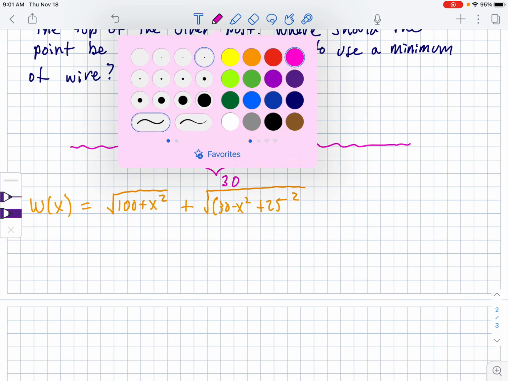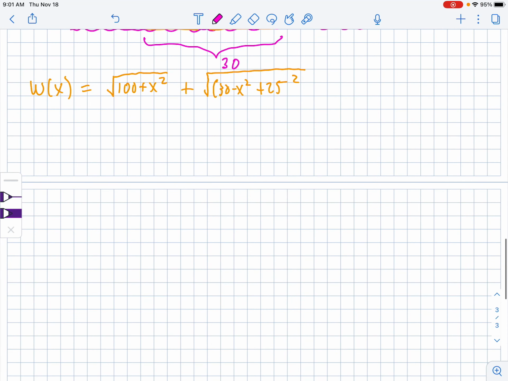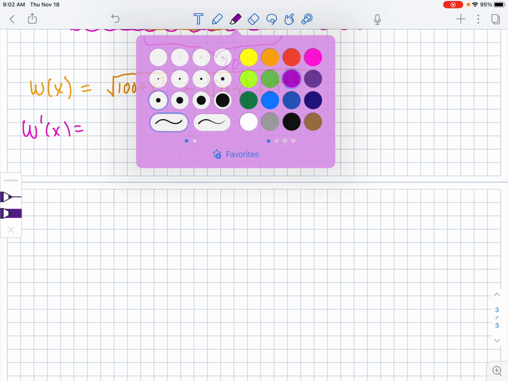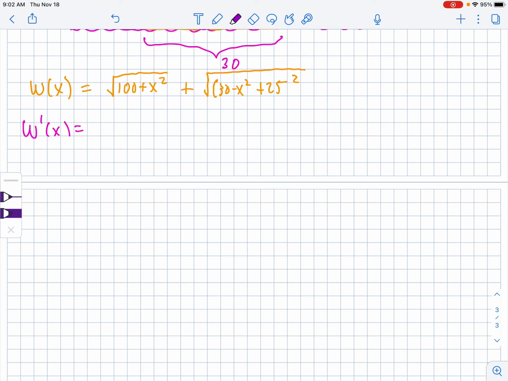So if we want to figure out when the wire is at a minimum, we are going to need to take the derivative of that function. So w prime of x. This first one here is a chain rule, because there's a function inside of a function. So you take the derivative of the outside with the inside the same, bring the 1/2 out in front, and you get 100 plus x squared, but then you have to drop the power by 1/2, and then multiply times the derivative of the inside.